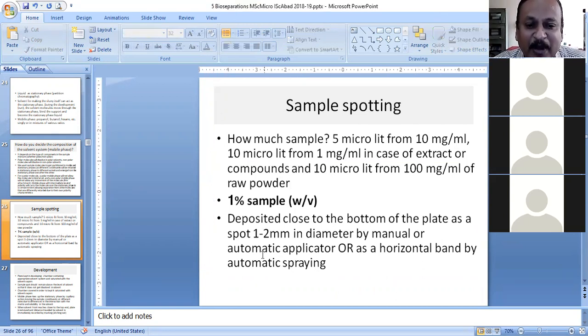Then how is the sample applied? It could either be manual application by using a capillary or a pipette, or it could be an automatic device which is called an automatic sample applicator. So using the sample applicator, a very precise quantity of your sample will be placed on the stationary phase, or on the TLC plate.